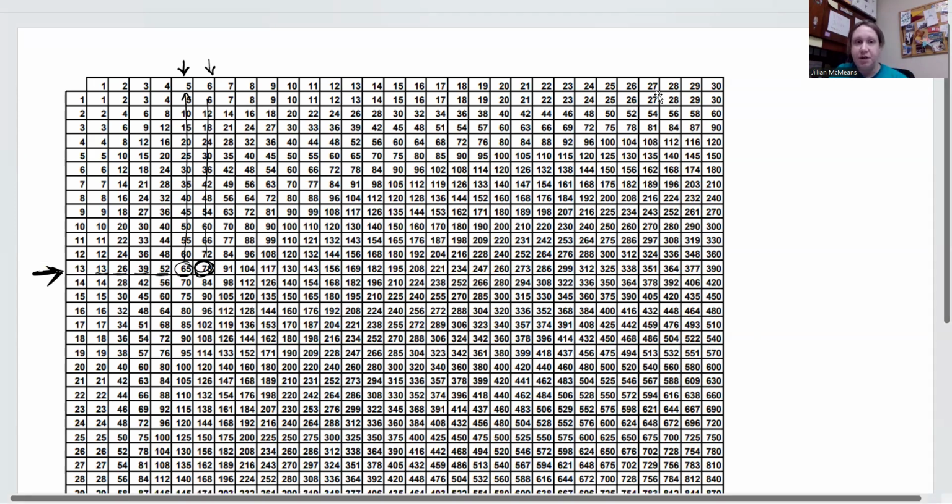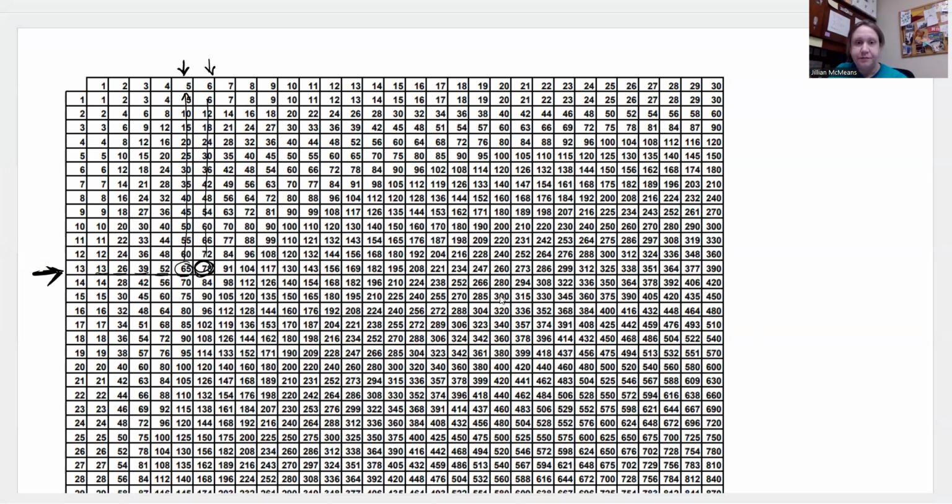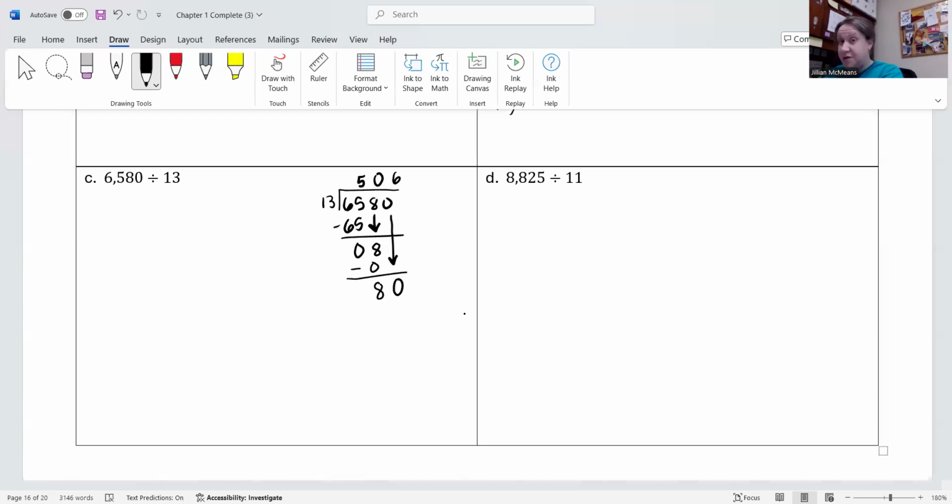So let's go back to the worksheet. So we know 13 will go into 80 6 times. 6 times 13, remember, was 78. It'll be a little bit easier when you have your multiplication table sitting right in front of you than for me to flip back and forth. But 6 times 13 is 78. We subtract, we get a 2.